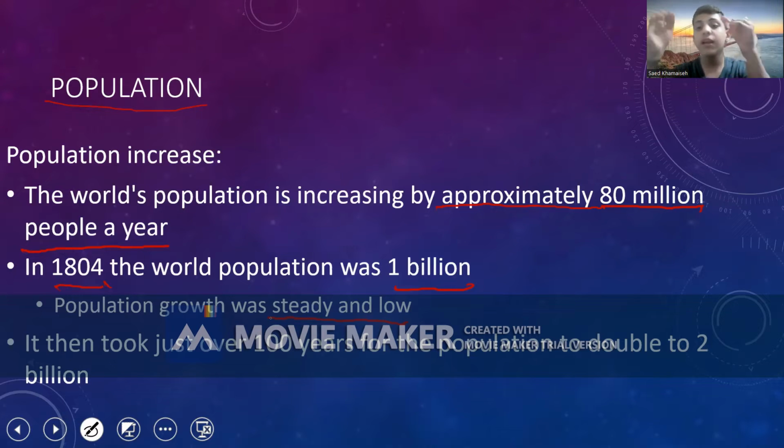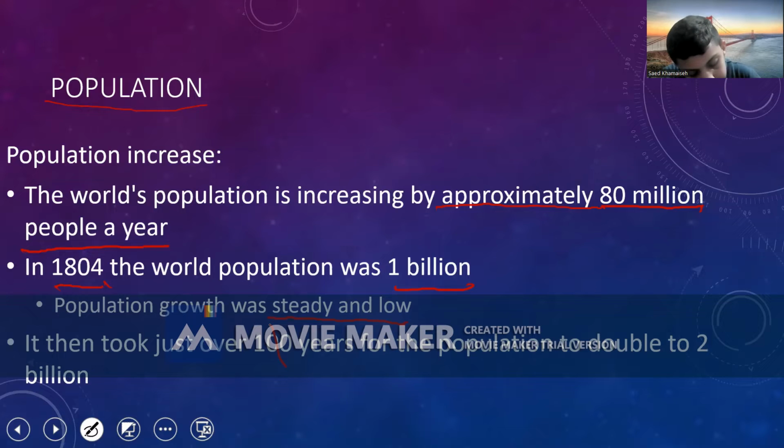As I said, firstly, the world population is increasing by approximately, meaning near to, 80 million people a year. Let us compare: in 1004, there was 1 billion, so population growth was steady and low.